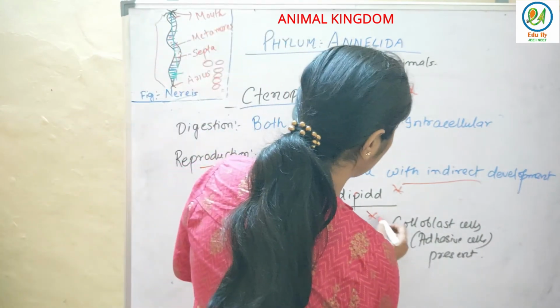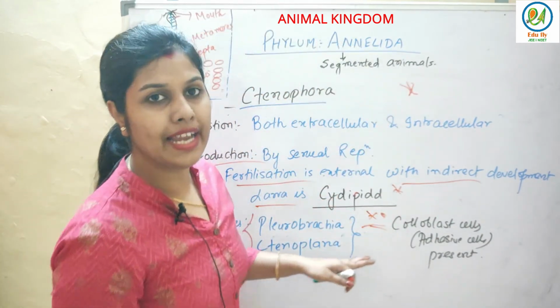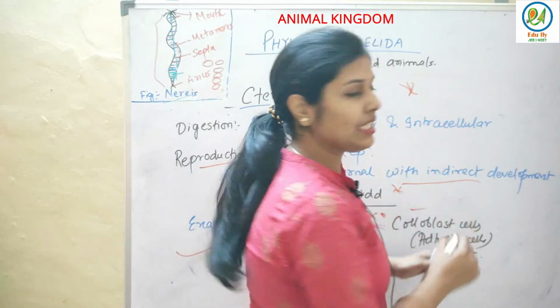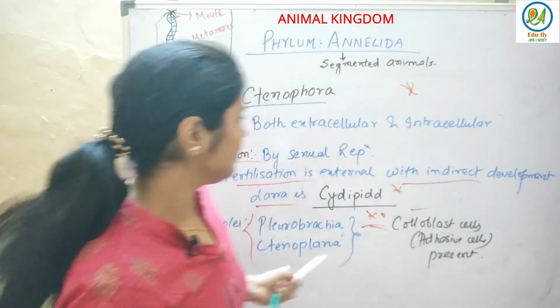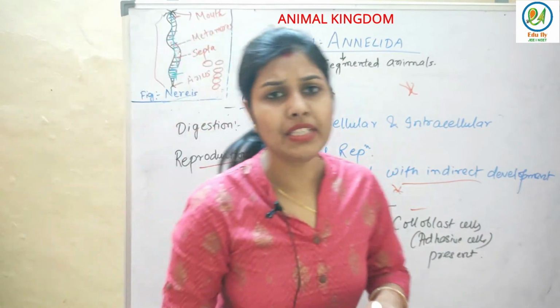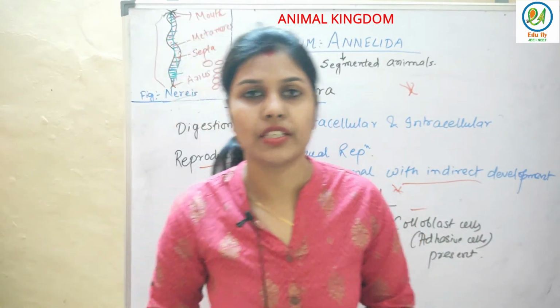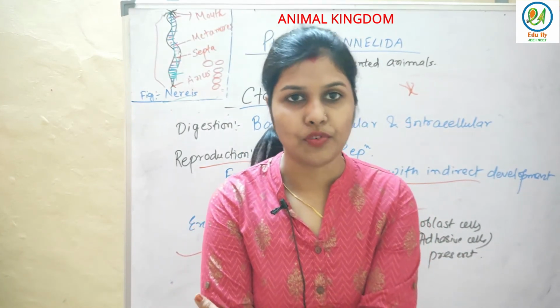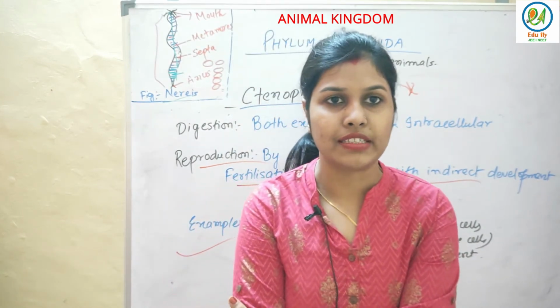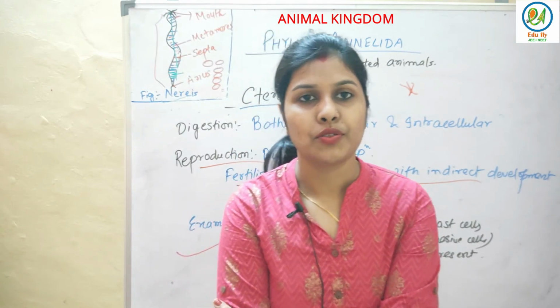This is also very important: colloblast cells. These are the adhesive cells present in Ctenophora. Remember colloblast, the examples, and the important characteristics I have given. So today I have completed Annelids and Ctenophora. Next class we will discuss Arthropoda. With this I conclude my class today. Thank you so much.